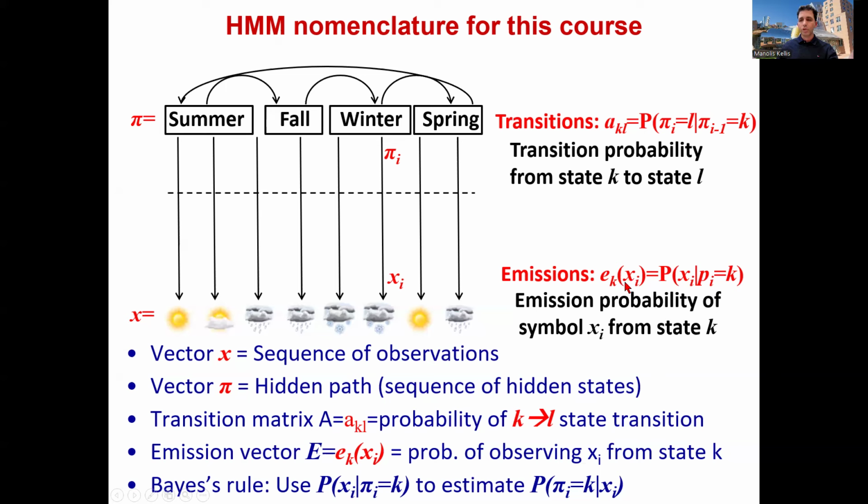And then the emissions were the probability of observing the ith character in our string, and this is the observed string, given that the ith state is K. Okay, so that's the probability of emitting a particular character given our generative model. Everybody with me here so far?